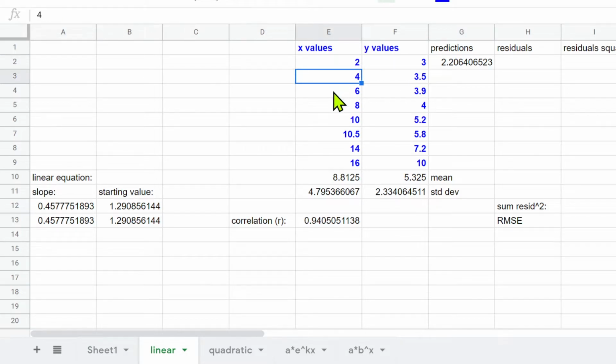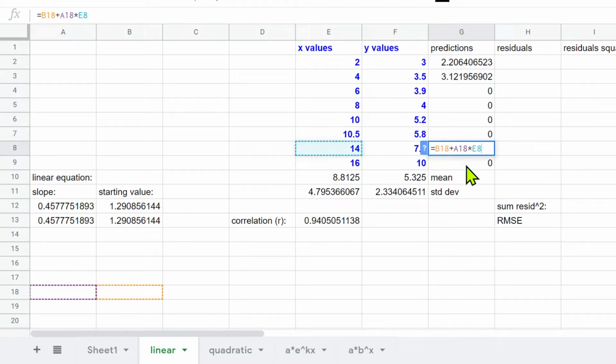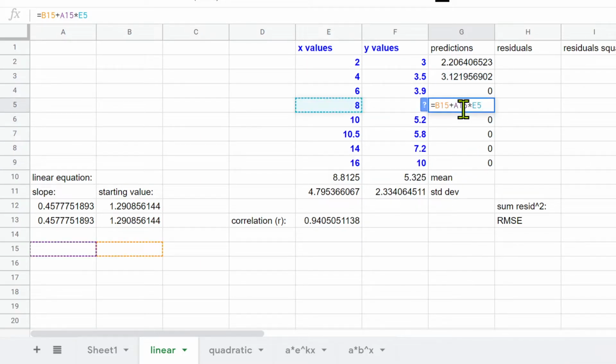We want to predict for all these x values. The easiest way is to copy and paste this formula down here. So we go copy, and we go paste. Now, here's a bunch of zeros. That tells us we did something wrong. And notice what's actually happening is that it's trying to pull these values here, right? It's moving along with x, but it's also moving along with these ones over here. And we don't want to move the slope and the starting value. We want it to stay locked onto this.